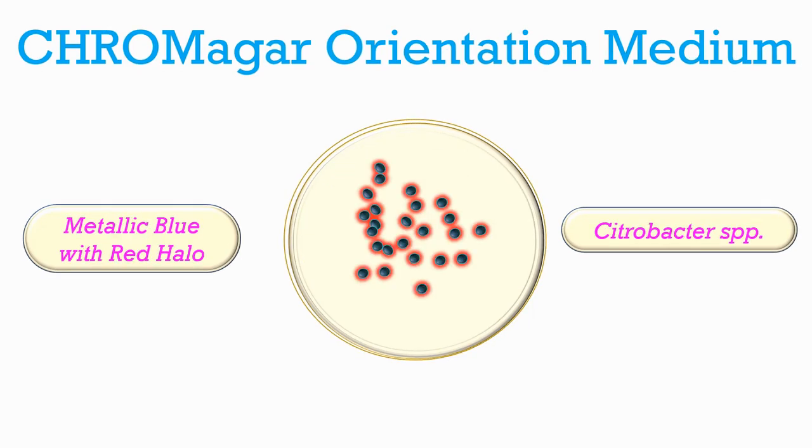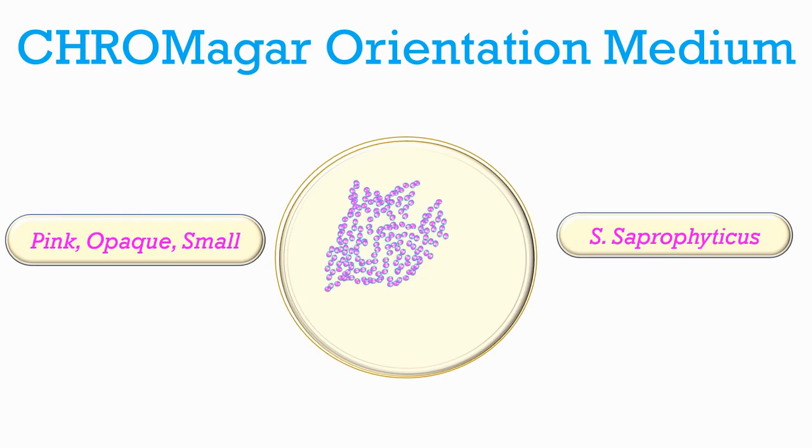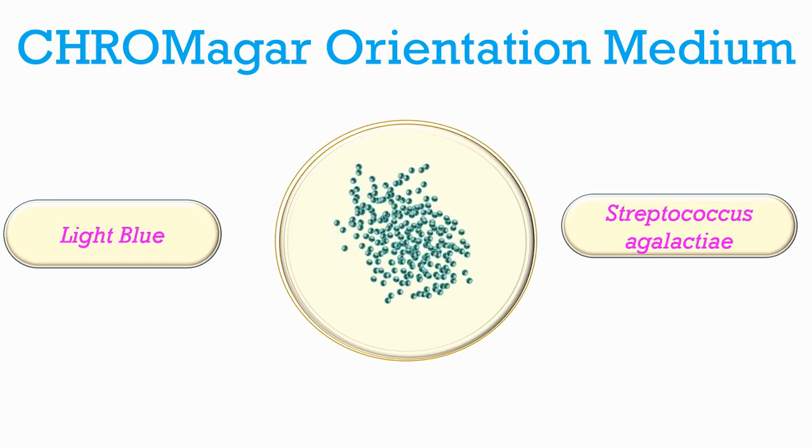Citrobacter species shows metallic blue colonies with red halo. Staphylococcus saprophyticus strains show light pink to rose small opaque colonies with or without halos. Streptococcus agalactiae shows pinpoint to small light blue-green to light blue colonies with or without halos.